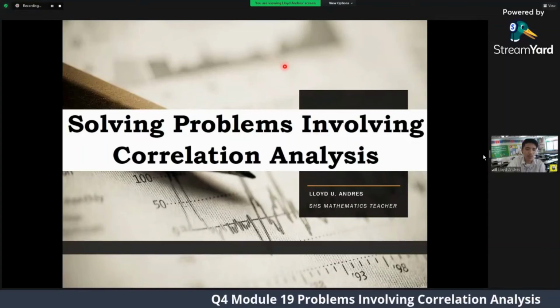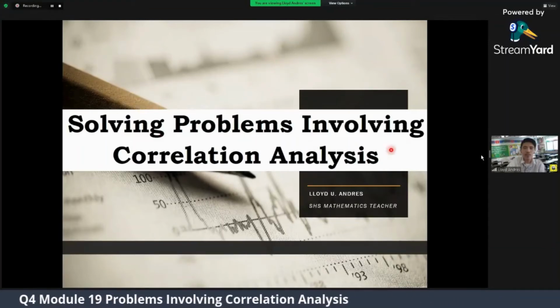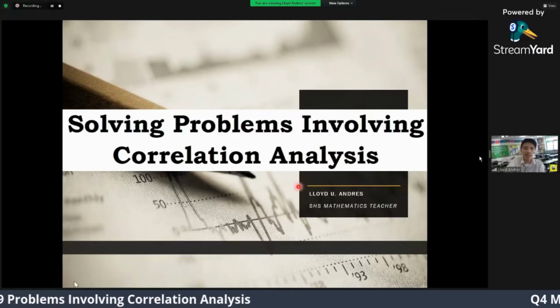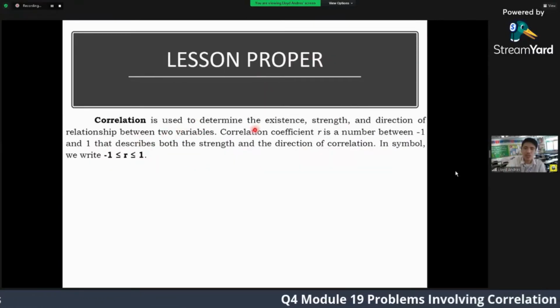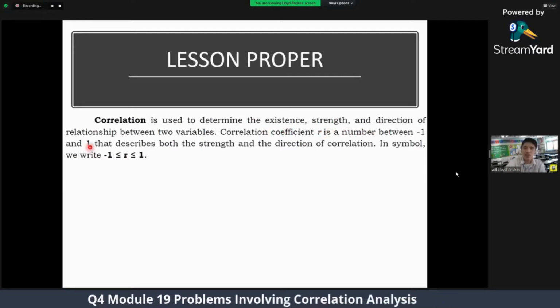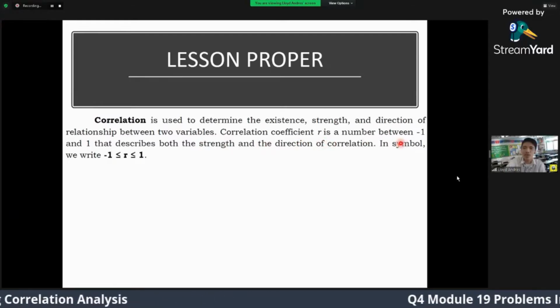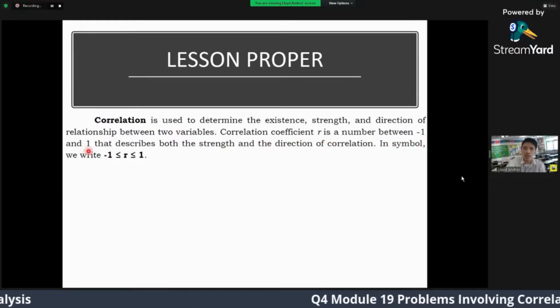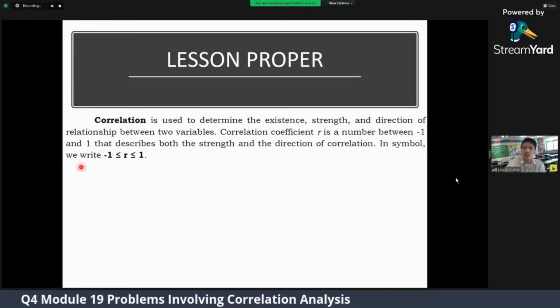Quarter 4, Module 19, entitled Solving Problems Involving Correlation Analysis. Correlation is used to determine the existence, strength, and direction of relationship between two variables. Correlation coefficient R is a number from -1 to 1 that describes both the strength and the direction of the correlation. In symbol, we write this as this one.